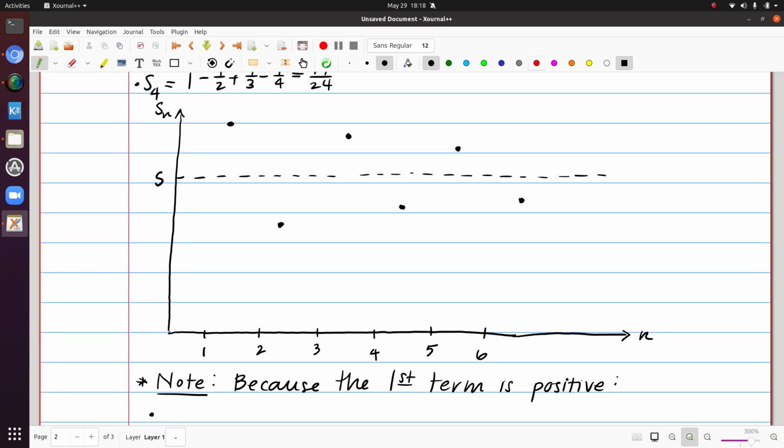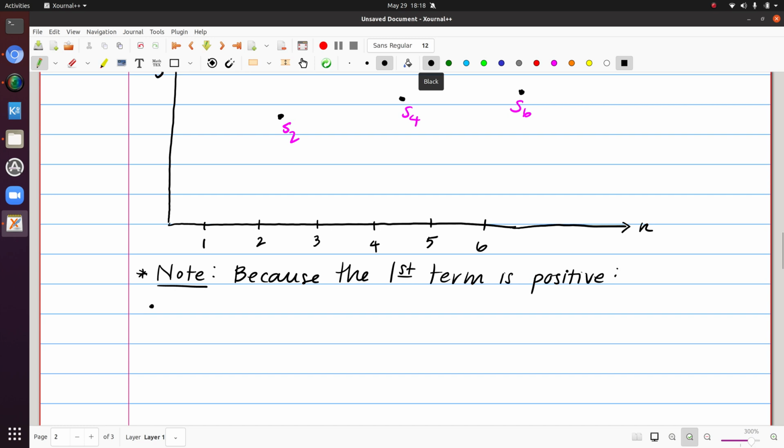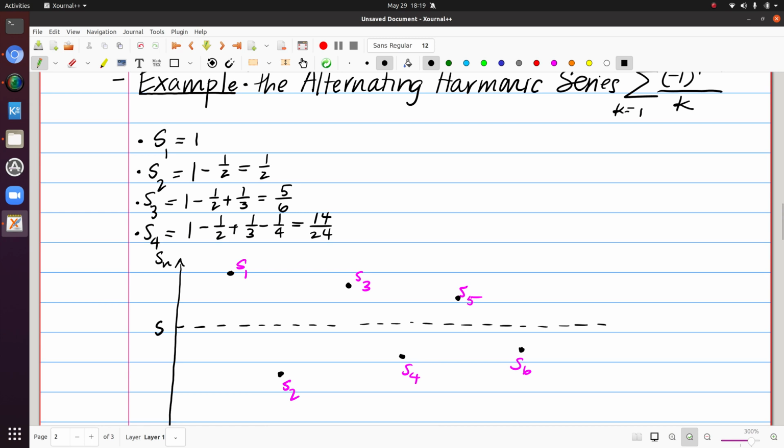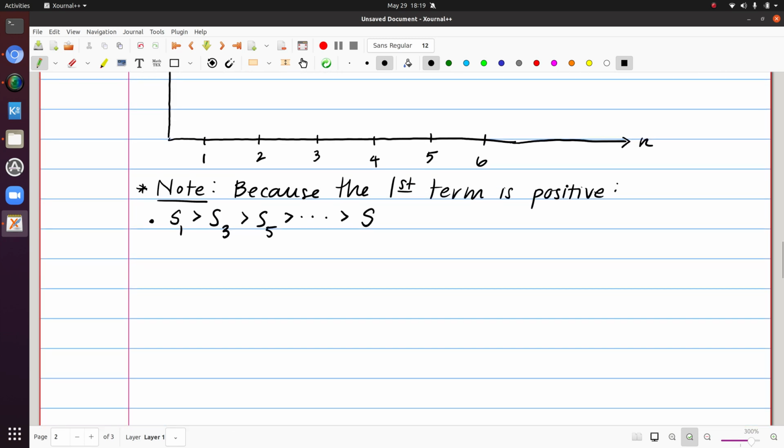So let's just mark these to make these as clear as possible. This was the first partial sum, the second, the third, the fourth, the fifth, and the sixth. So notice that all of my odd indexed partial sums seem to be decreasing as we increase n. And if this pattern were to continue, these are still always above the dotted line. But for the even index partial sums, we see the opposite behavior. S2 is smaller than S4, which is smaller than S6, and so on. And all of these are smaller than the sum of the series.